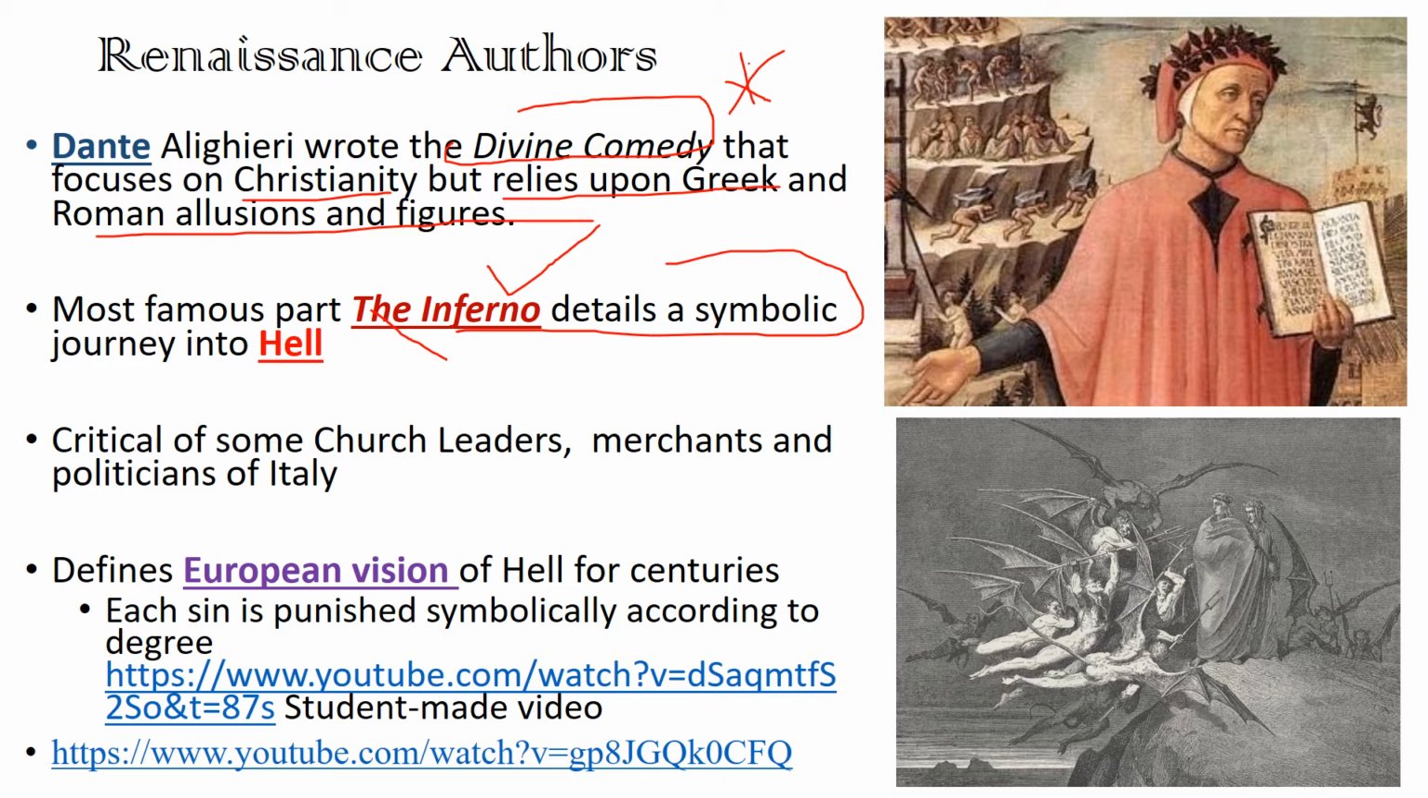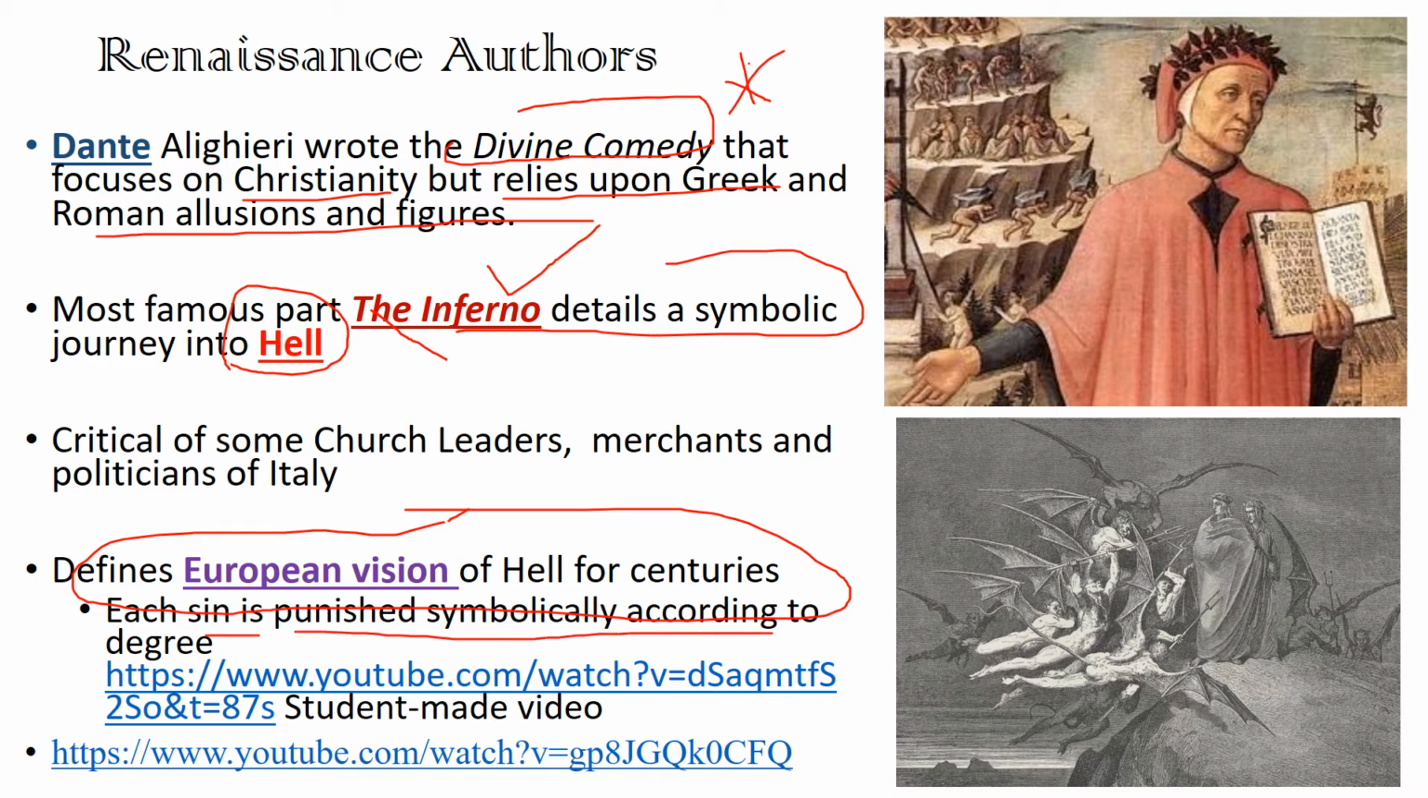And it details a symbolic journey into hell. And honestly, he writes with such conviction and power that Dante's vision of what hell looked like literally defined the European version of hell for centuries, and arguably maybe even to a degree today. Each sin is punished symbolically according to its degree. He paints a very vivid and fascinating picture of hell. When you talk about demons with pitchforks, he's the guy that invents that concept in his writing.